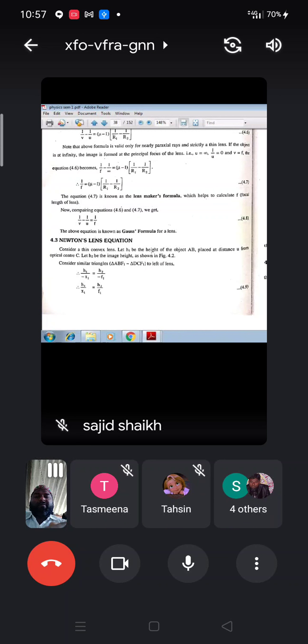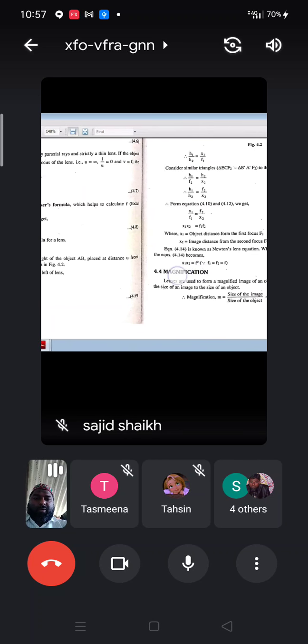Good morning, friends. We started the new unit of Paper One of Physics yesterday. We are going to continue with the next part of this Unit Two, Newton's lens equation. I am going to show you that equation directly. You can see equation 4.14 over here.